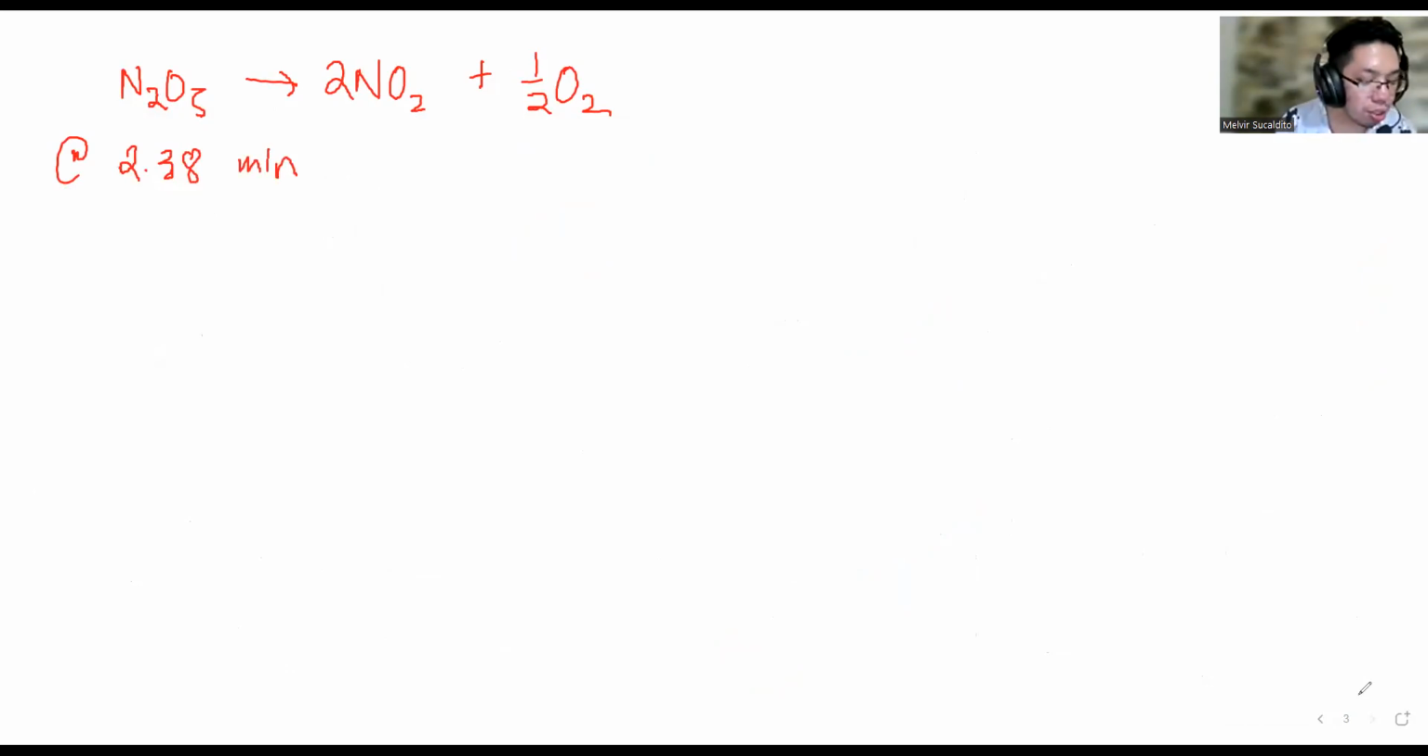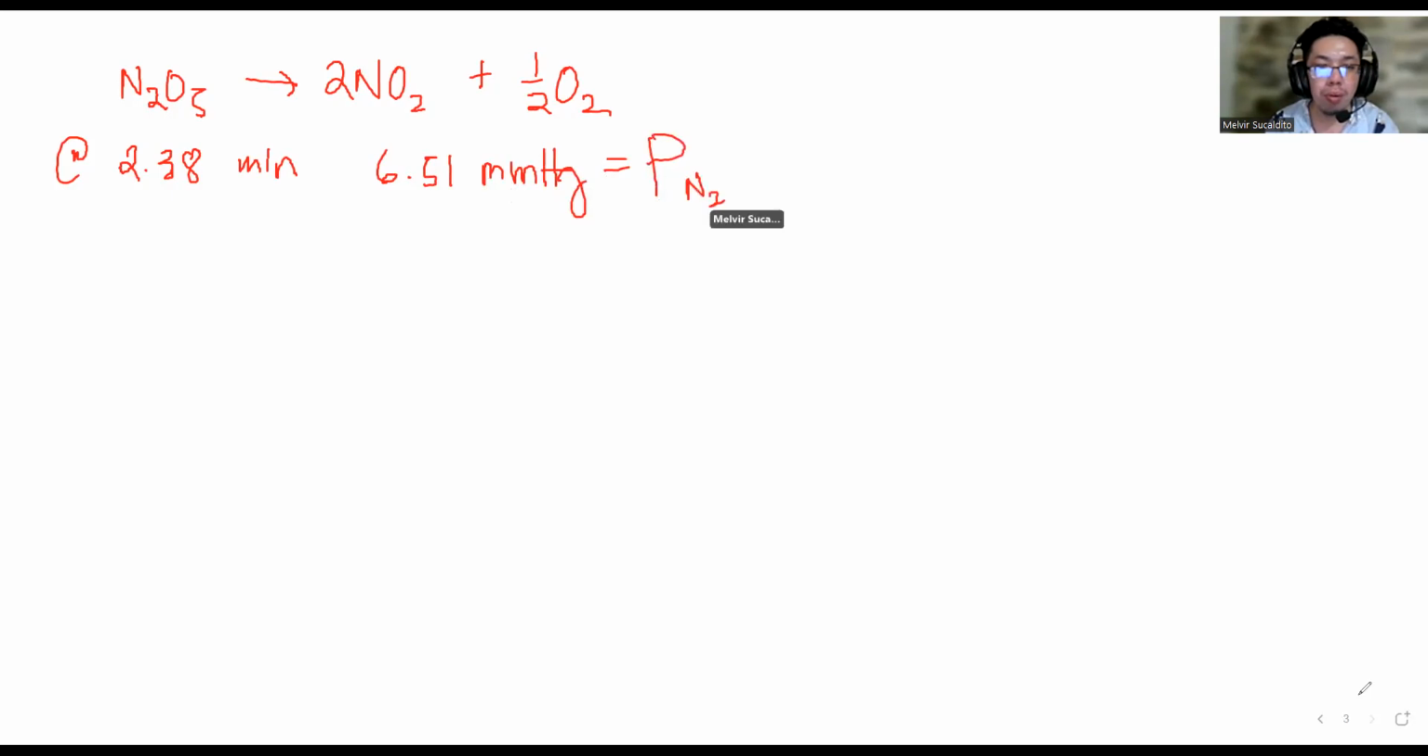6 point, ano yun? Kalimutan ko. 6.509 or 6.508. 6.51 na lang millimeter mercury. This is your pressure for what? The pressure of N2O5. N2O5, right?